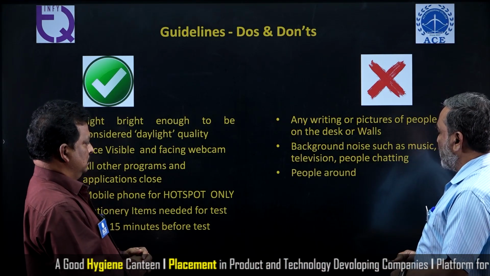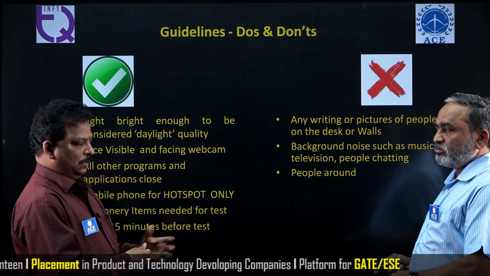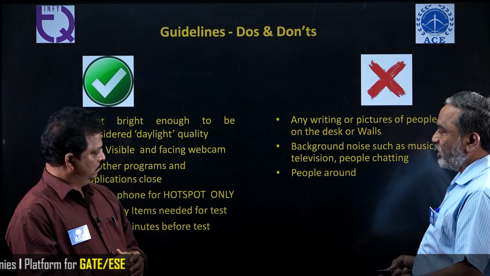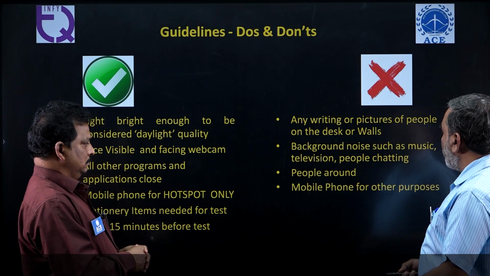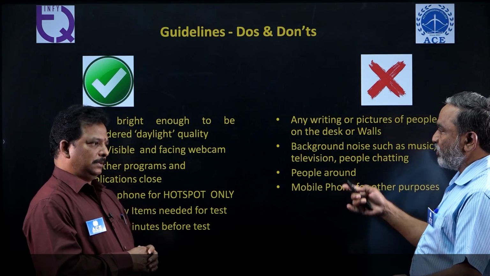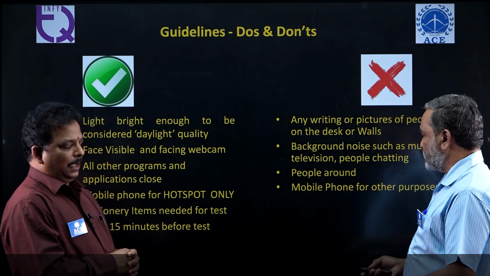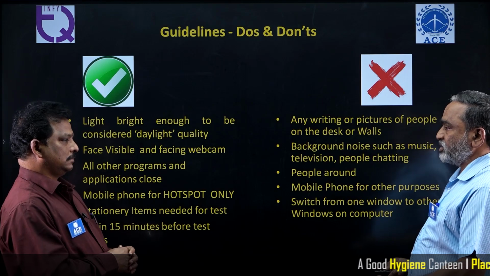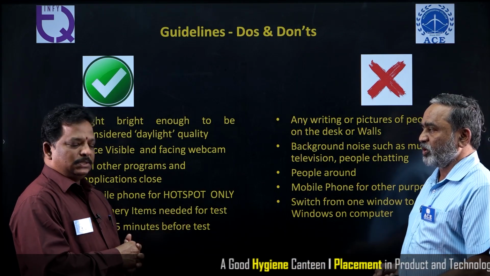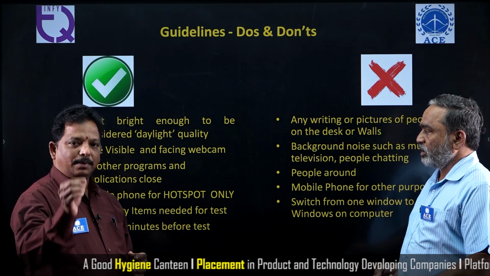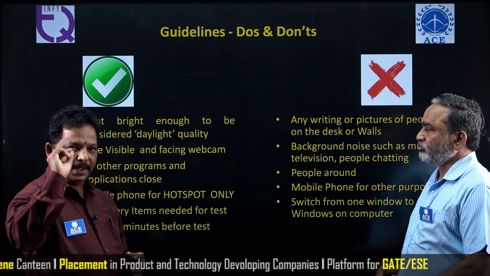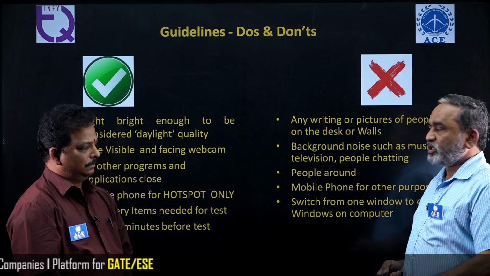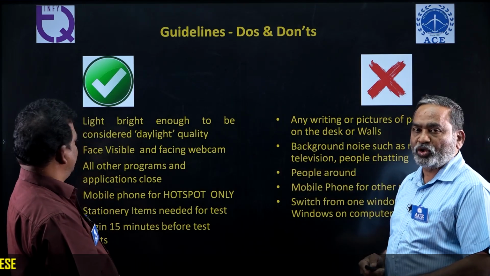People around, not roaming about. When a photo itself is not permitted, people should not be permitted. Mobile phones for other purposes, we have already covered. Switching from one window to another window on a Windows computer is the most important point. If you open any browser, even your mail or something, it automatically disqualifies you from the test. So this is equivalent to saying all other programs should be closed.